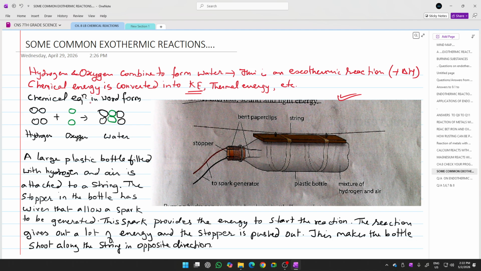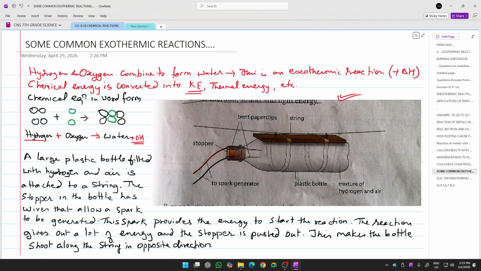So the chemical equation will be this one. You can write hydrogen plus oxygen giving you water, and you will find plus delta H. That is an exothermic reaction. This is a word equation, right?